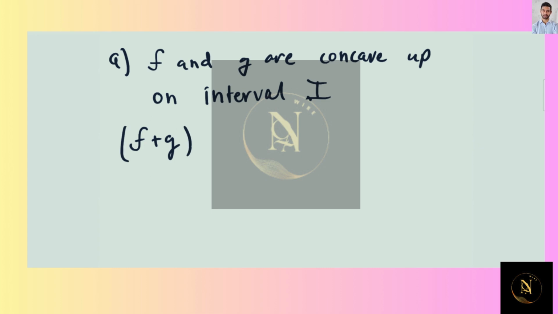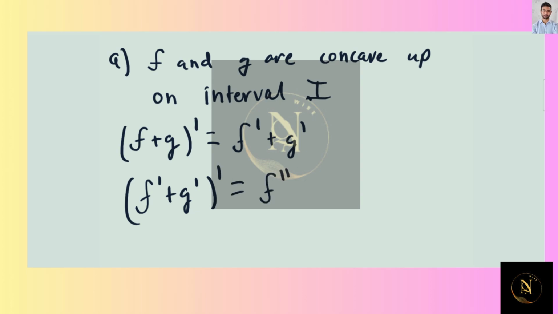The derivative of f plus g, when we find the derivative of some function plus another function, is just equal to the derivative of the first plus the derivative of the second. So this is just equal to f prime plus g prime. And if we found the next derivative, which would be our second derivative, this would just be equal to f double prime plus g double prime.